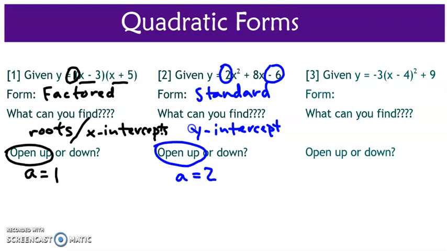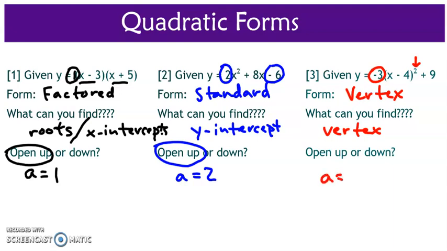Third form, there's just one set of parentheses, and it has to have that squared right up on the outside of our parentheses. So that tells us it's vertex form. And the reason why it's given that name is because it tells us the vertex of our graph.